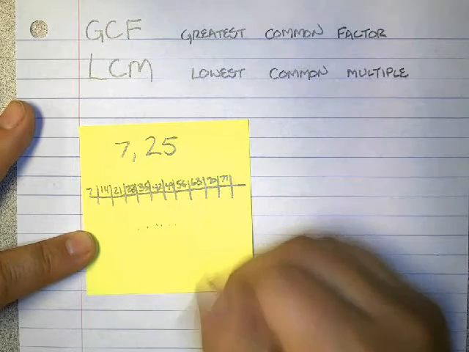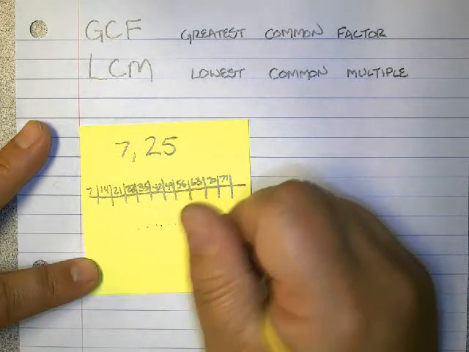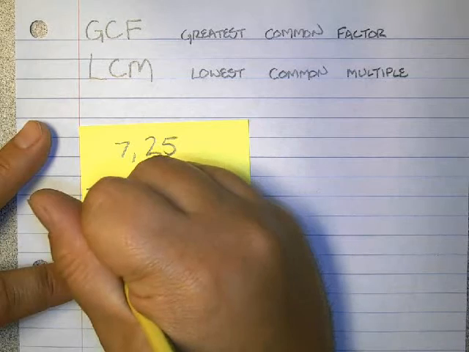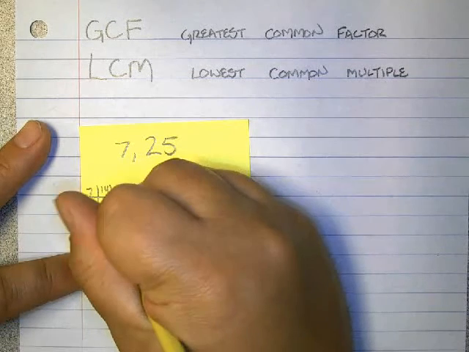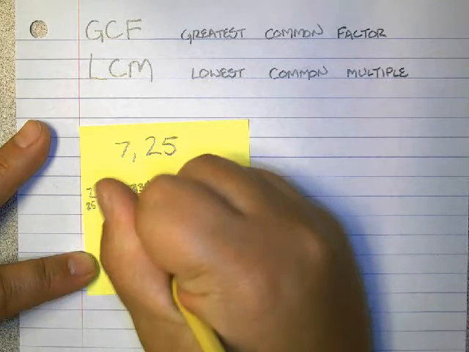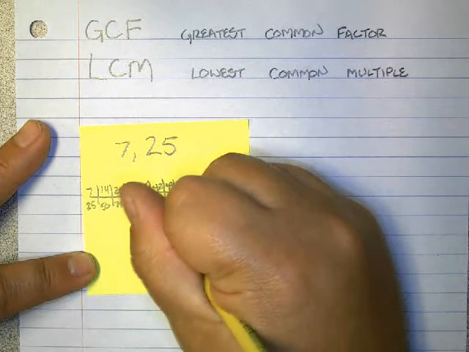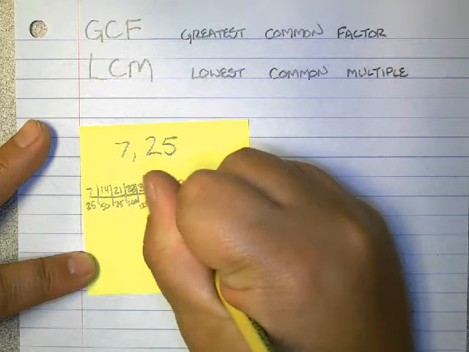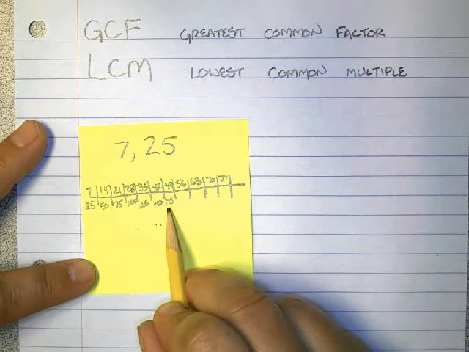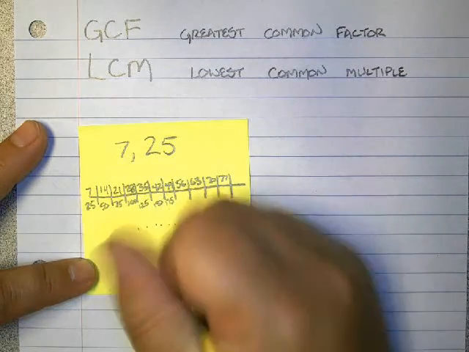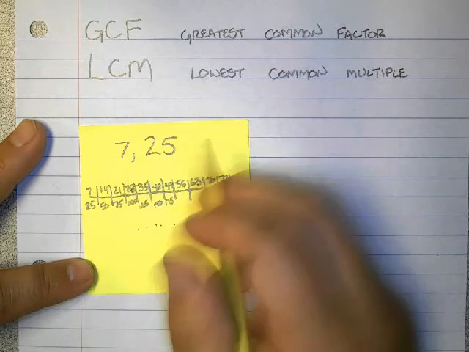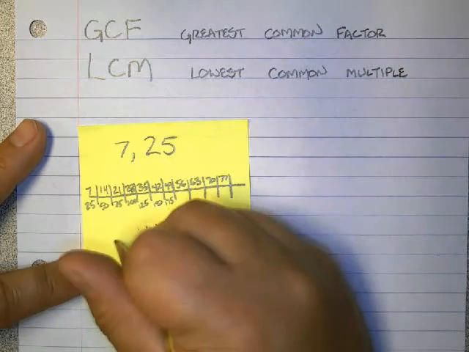49, 56, 63, 70, 77. You just keep going, and you're eventually going to come to find out that, well, let's do 25 for a second. 50, 75, 100, 125. I'm sorry I'm writing so small. The reason is this is such a small one. 175 is where they're going to meet.